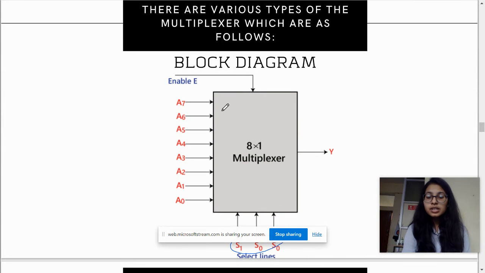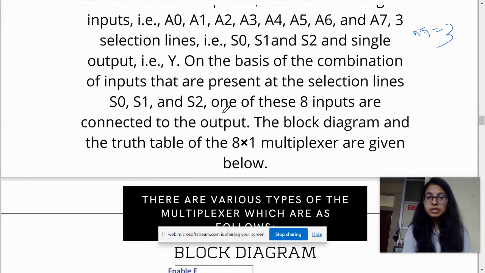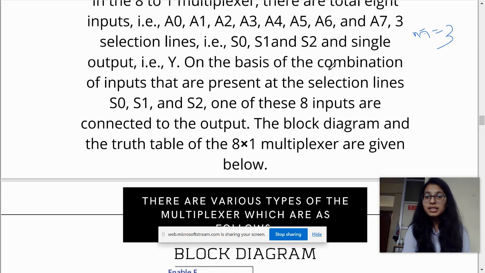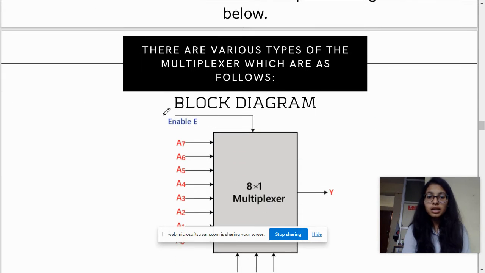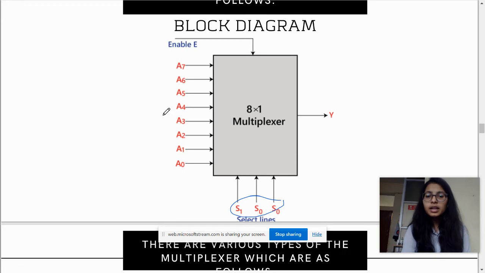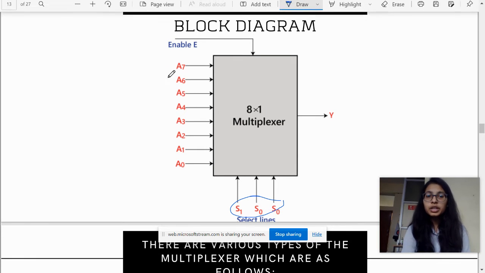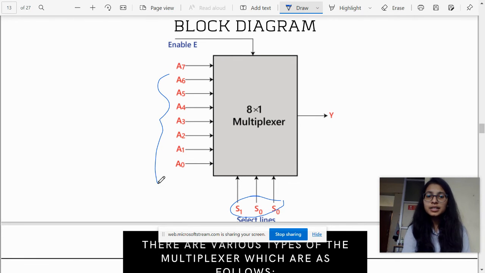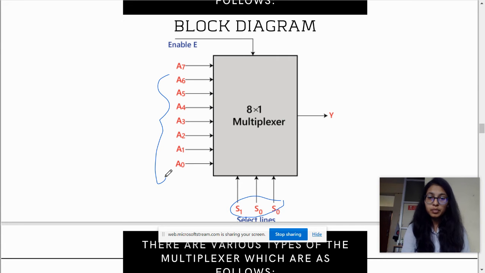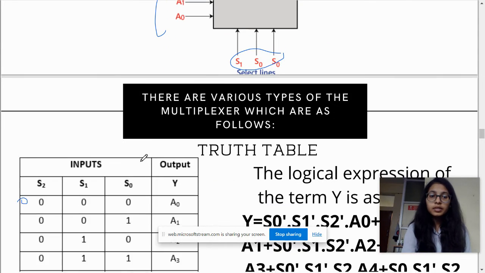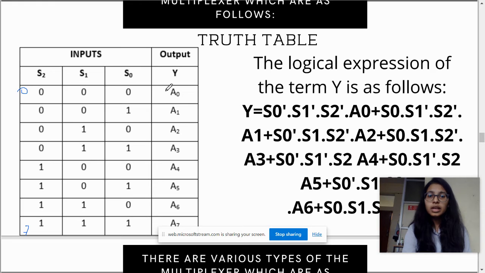So now seeing the block diagram. Wait, first I should read all of this. On the basis of the combination of inputs that are present at the selection lines S0, S1, S2, one of the 8 inputs is connected to the output. The block diagram and truth table are given below. So again, as I told, depending upon this combination, we'll get one among these 8 inputs. So if the combination says it is 0, then we'll get output as A0, similarly 1, A1, 2, A2, and so on.